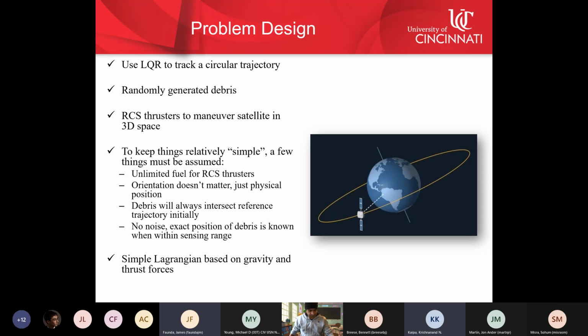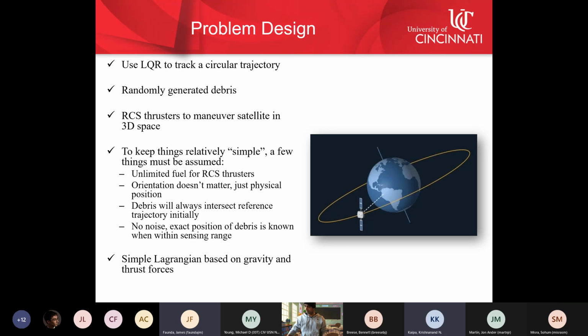To execute this problem, I've decided to use an LQR controller to successfully track a circular trajectory. The debris in the problem will be randomly generated to prevent easy maneuver scheduling and to ensure that the controller and avoidance algorithm are up to the task. The satellite will be controlled via RCS thrusters for just simple translational motion. To keep things simple, a few things have been assumed, such as unlimited fuel for the thrusters. Having a set amount of fuel would just complicate the problem.